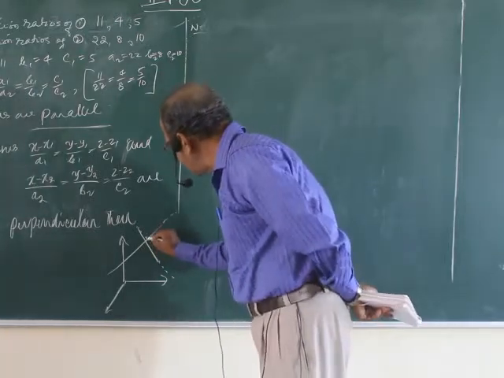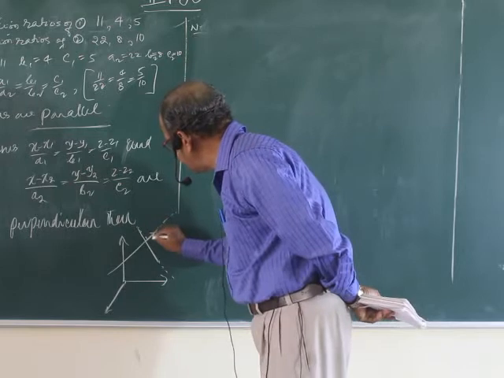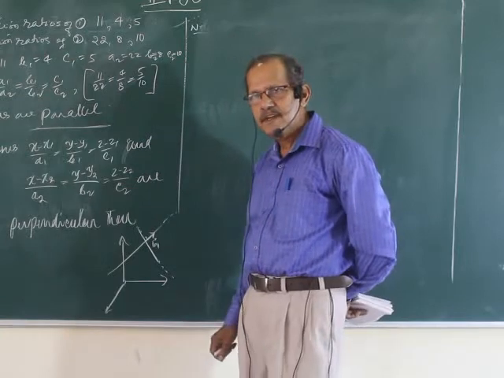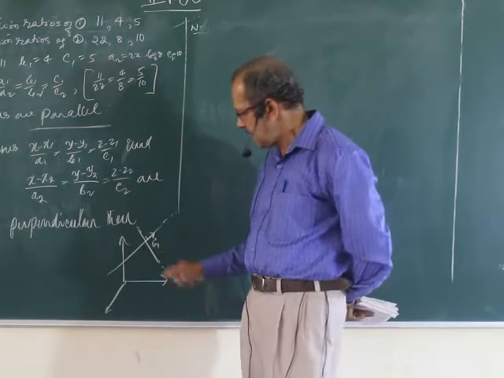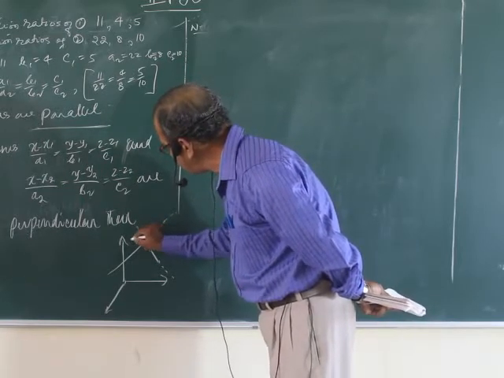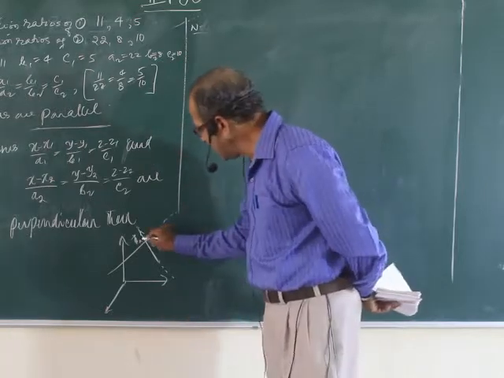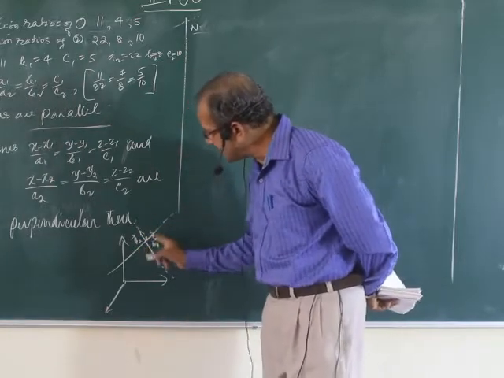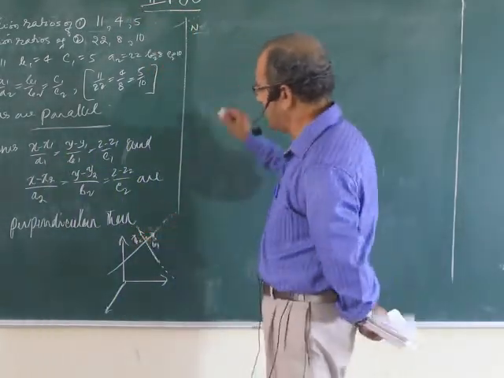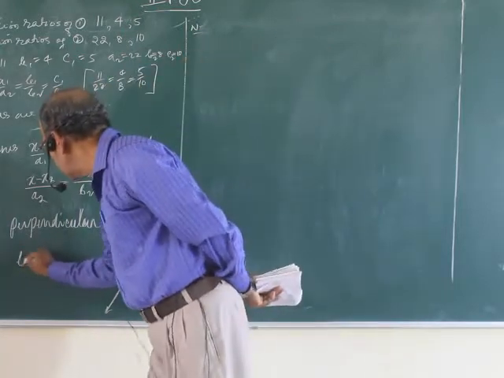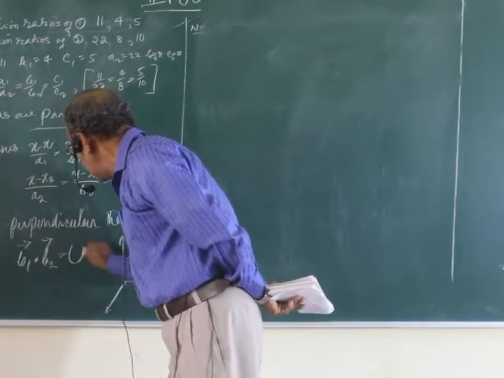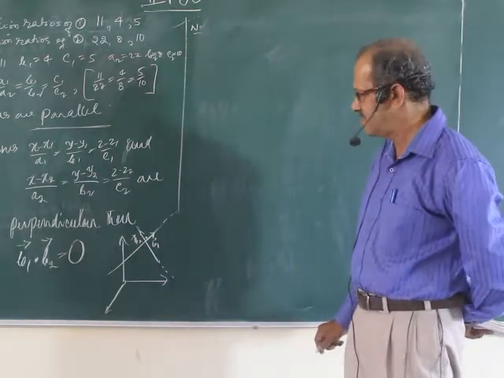No doubt, the direction of the first line is measured by the vector B1. I have not written it as B. The direction of the second line is decided by another vector B2. Since the lines are perpendicular, the direction measuring vectors are also perpendicular. If the vectors are perpendicular, then B1 vector dot product B2 is clearly 0, no doubt.